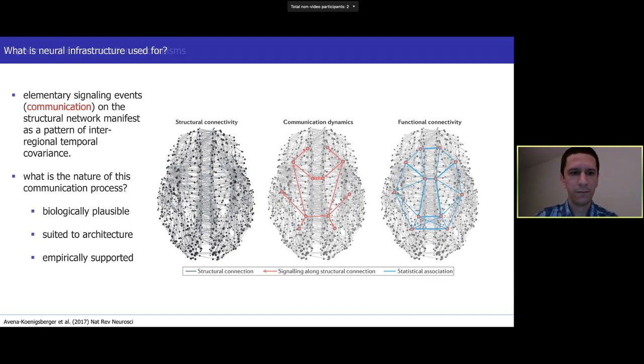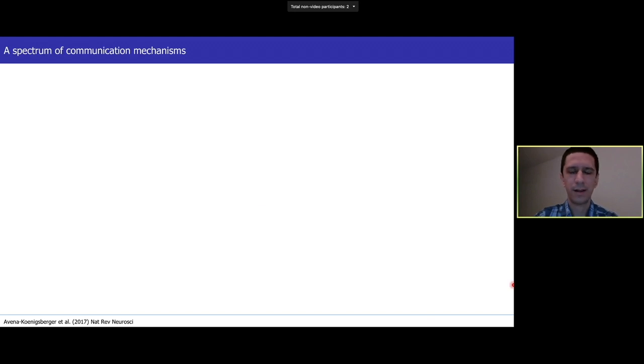Without further ado, the way that I'll discuss the topic today is to try to summarize the many ways that people have thought about communication taking place in the brain. One simple way to organize these different models is along an axis that goes all the way from highly decentralized diffusion-like mechanisms all the way to highly centralized routing-like mechanisms. And that's the dichotomy that I'll focus on today.